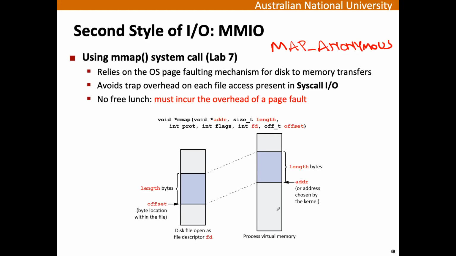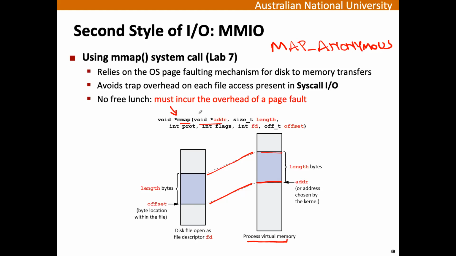So this is your process virtual memory. You can use mmap to reserve a portion of your virtual address space and tell the kernel that this is not backed by anonymous pages. This is backed by an actual file on disk. And this is lab 7. You will write programs where you have a portion of your address space, and behind that is an actual file. Okay. This is a system call. It returns a pointer.